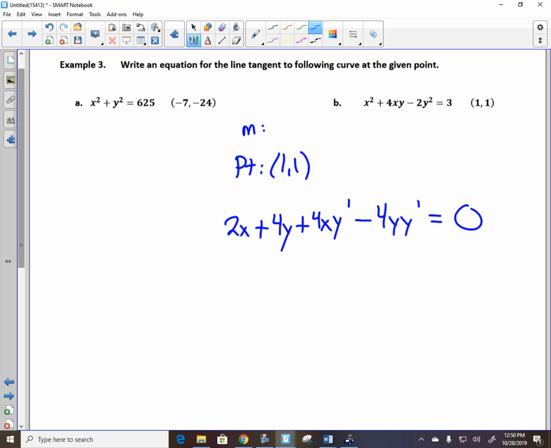Now, folks, it does not tell me to solve for y prime. I'm simply just going to plug in 1 for x and 1 for y and use it to determine my slope. So 2x becomes 2. 4y becomes 4. 4x y prime becomes 4y prime, minus 4y prime, which is equal to 0. So you can see you get 6 equals 0.